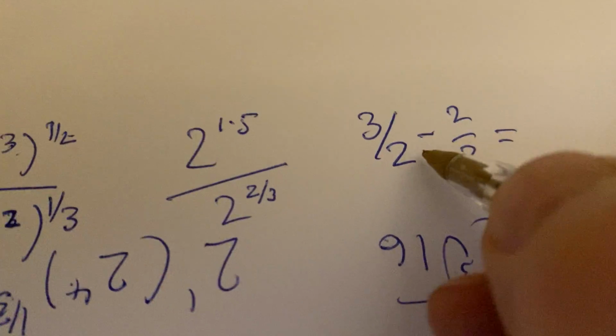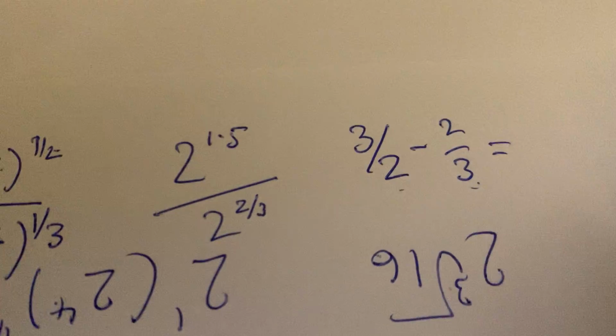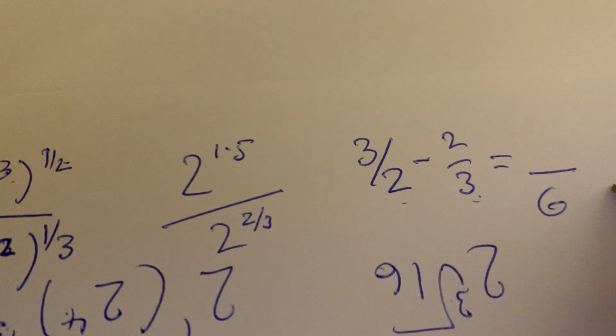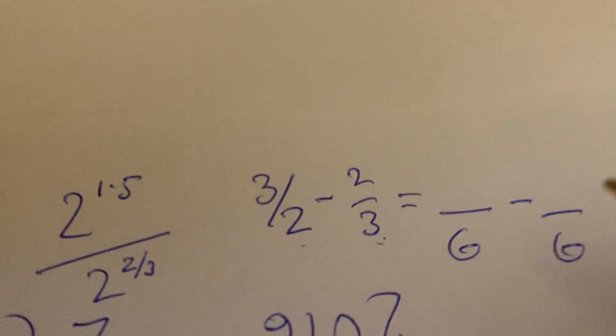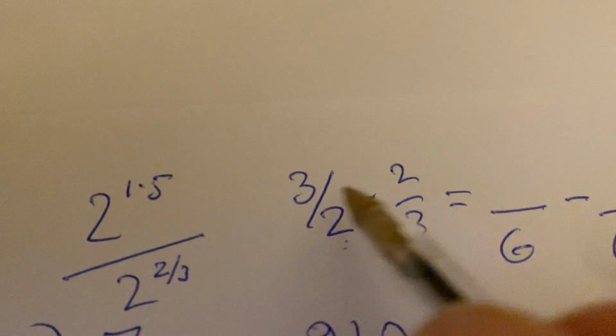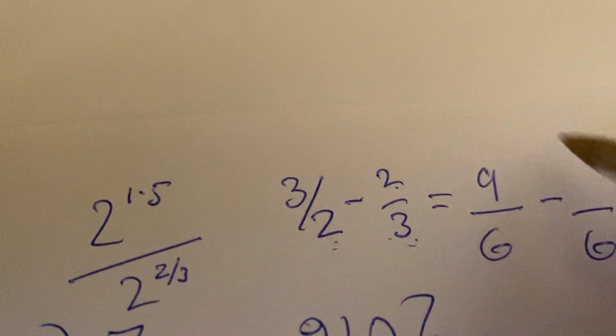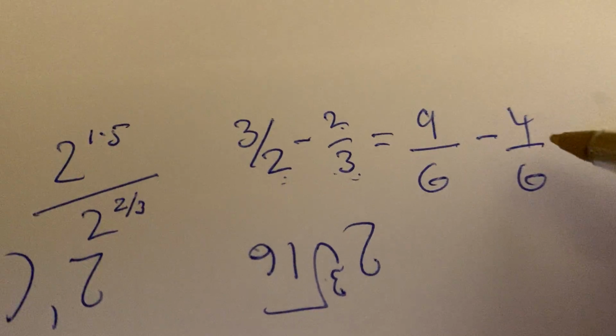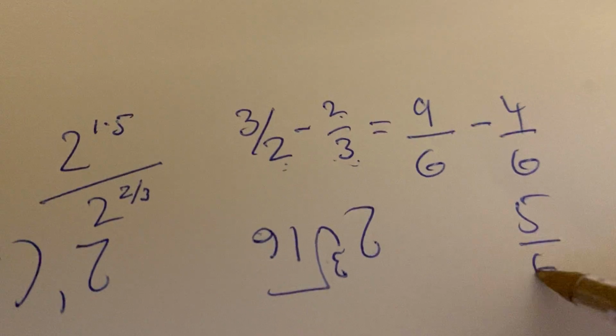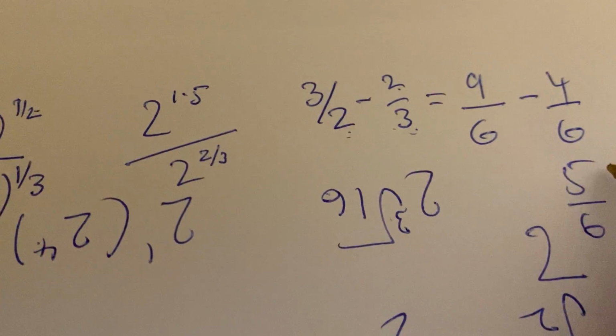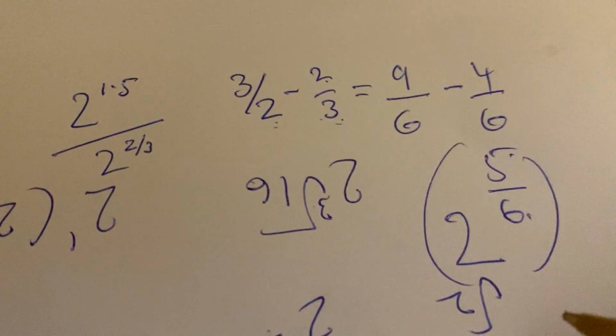Right, so when you're taking away fractions, you've got to have the same common denominator. So in this case, it's going to be 6. And I'm going to have, times that by 3, so that's 9. Times that by 2, so that's 4. 9 take away 4 is 5, so it's 5, 6. So the answer is 2 to the power of 5, 6.